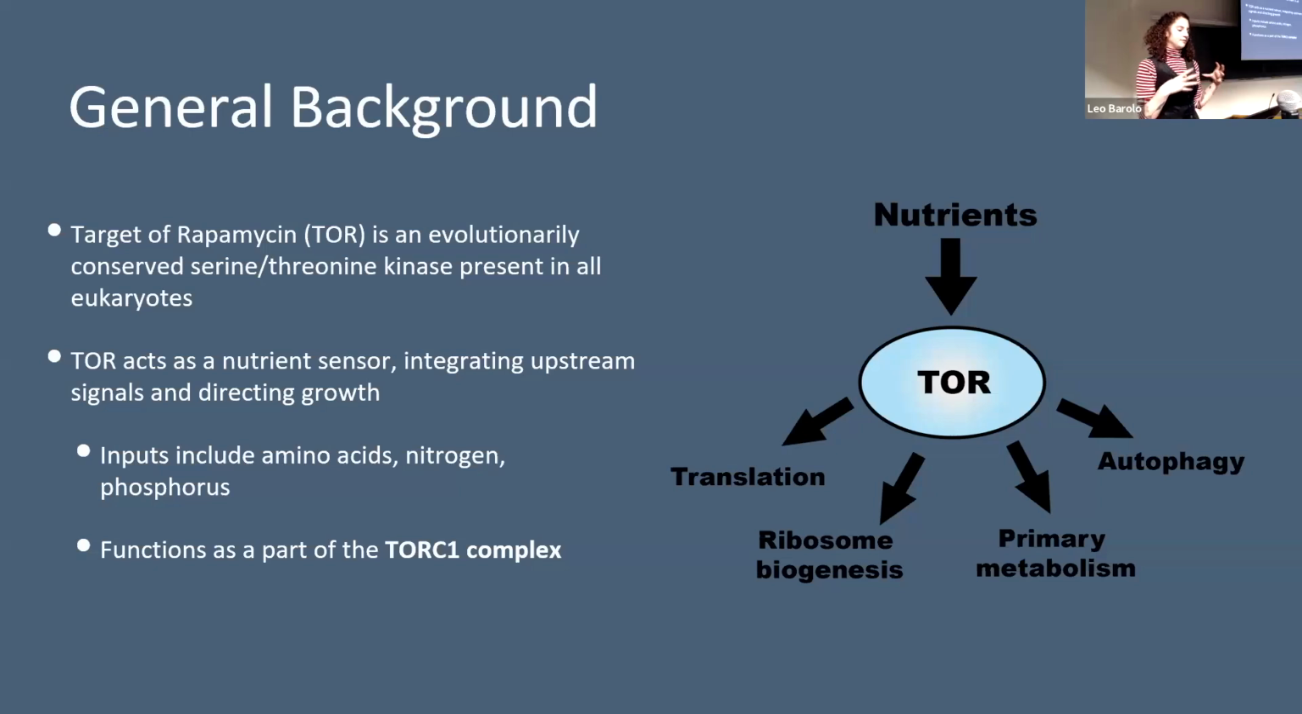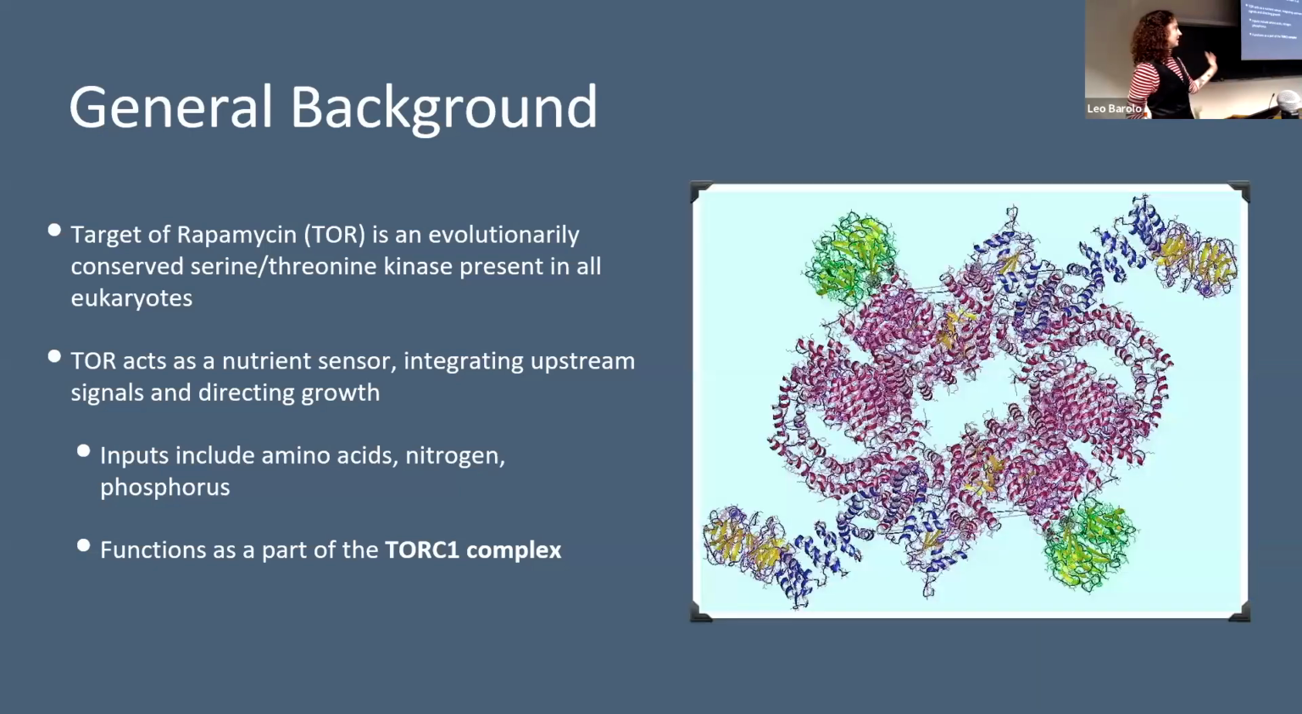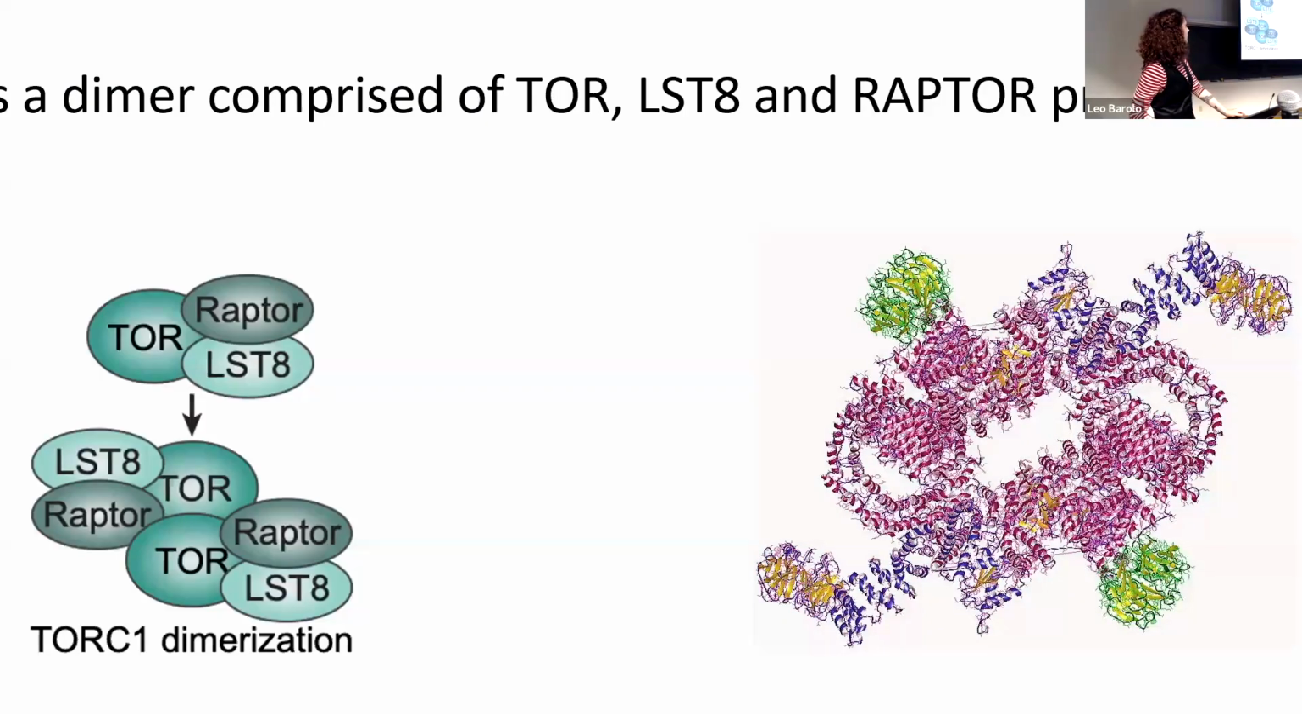TOR itself functions as a part of the TORC1 complex, which looks like this. It's composed of 3 parts, which we're going to go through in the next slide. The slide is wonky, but what it says is TORC1 is a dimer comprised of TOR, LST8, and Raptor protoheterotrimers. And each of these 3 protoheterotrimers has its own role in the TORC1 complex.